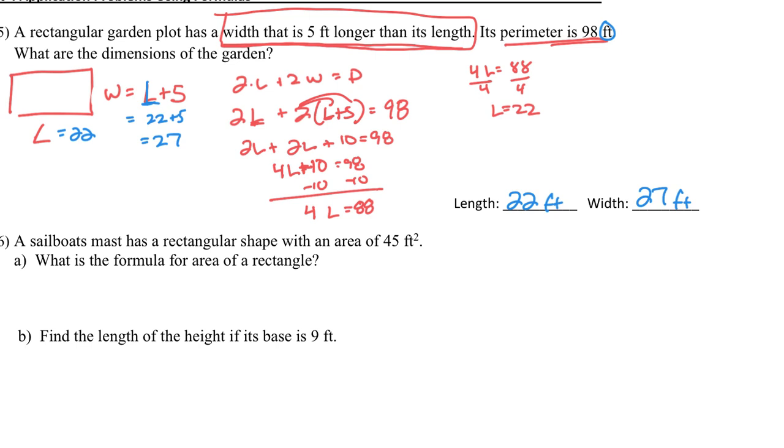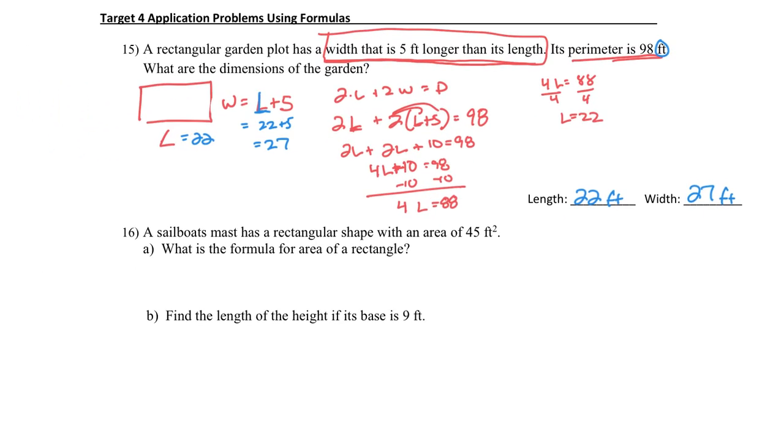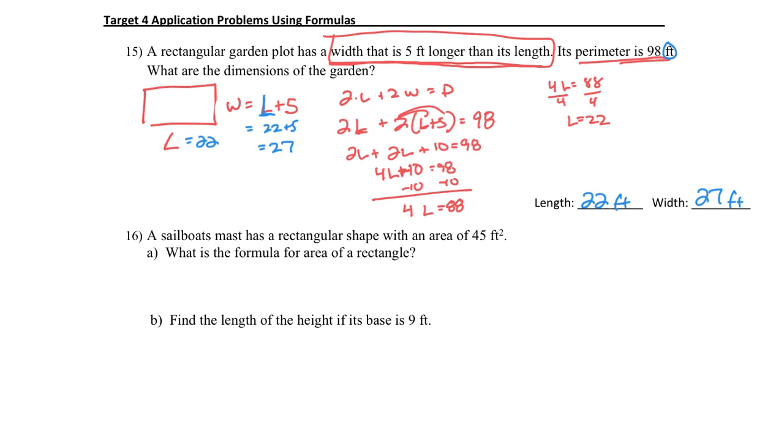Now, really quickly, would it make a difference if I switch these? Would it be okay to say my length was 27 feet and my width was 22 feet? And the answer is no, because if I switch those two dimensions and say that the length is 27 feet and the width is 22 feet, this statement right here would no longer be true. That's why I can't switch them around.